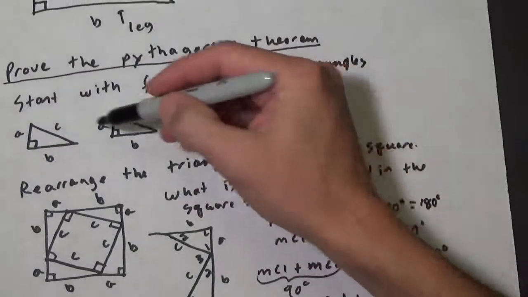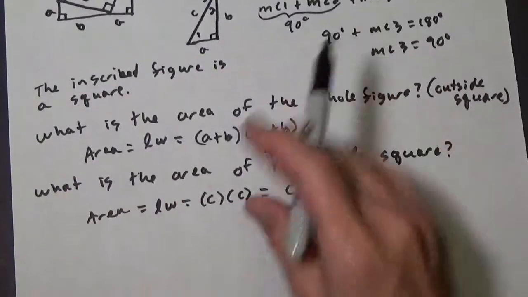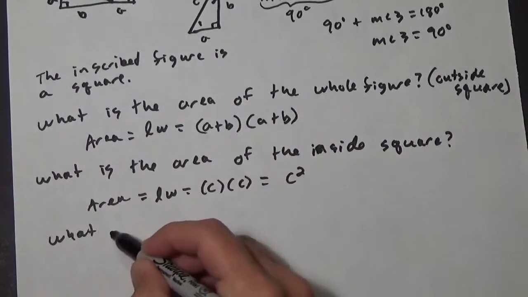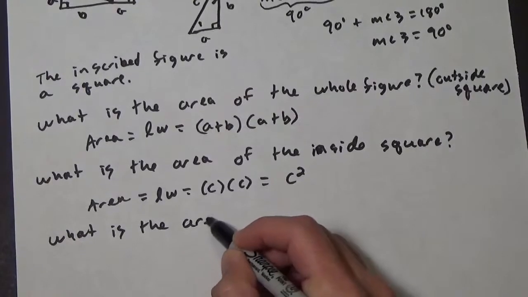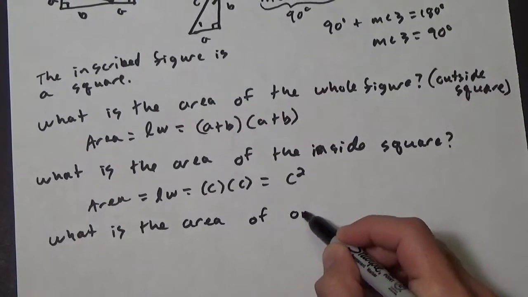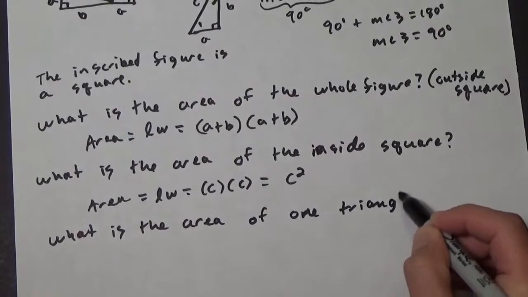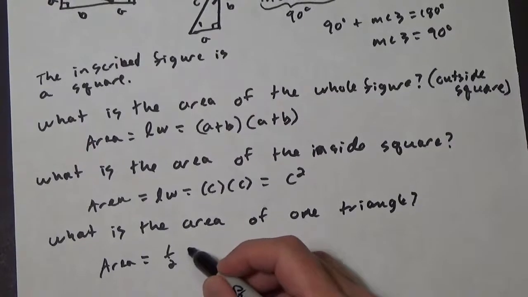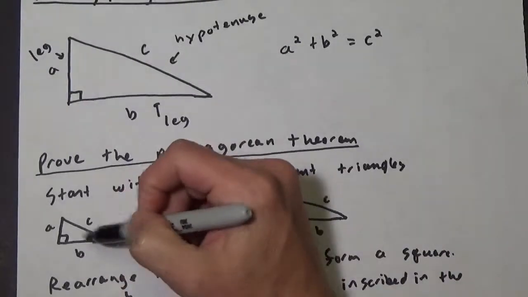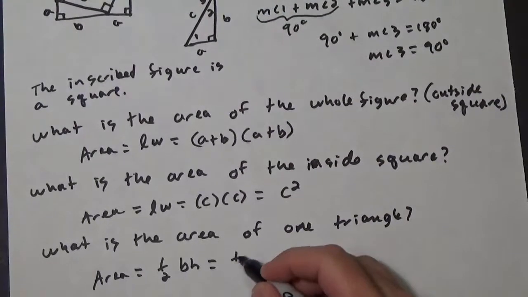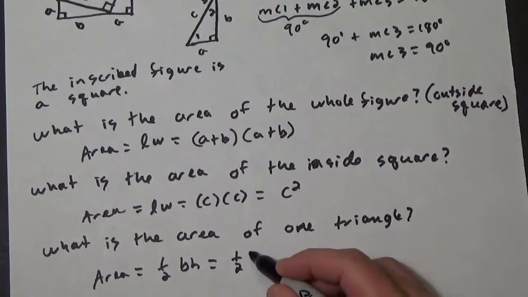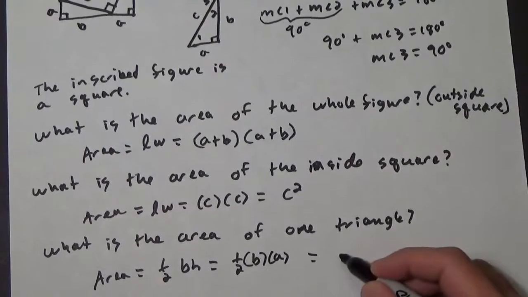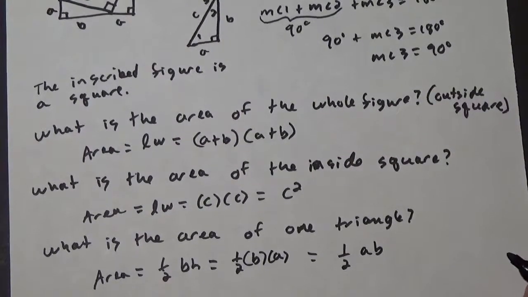And then, what is the area of one triangle? Well, a triangle is 1/2 base times the height. So if I were to look at just one of these, the base is B, the height is A. So we would have 1/2, base is B, the height is A. Or we could rewrite this to be 1/2 AB.